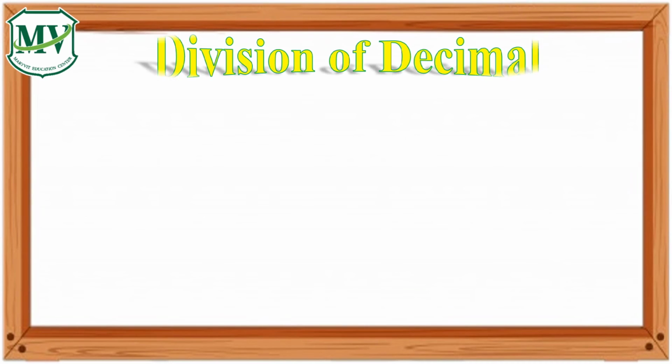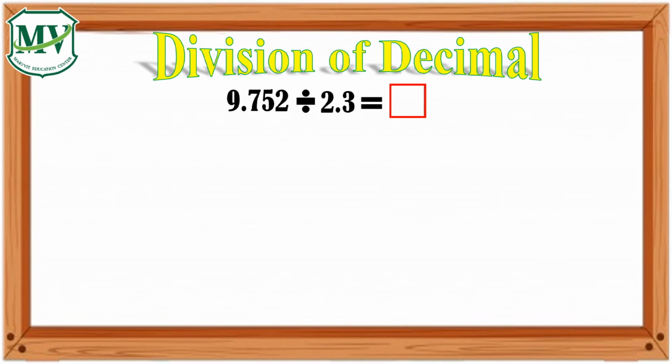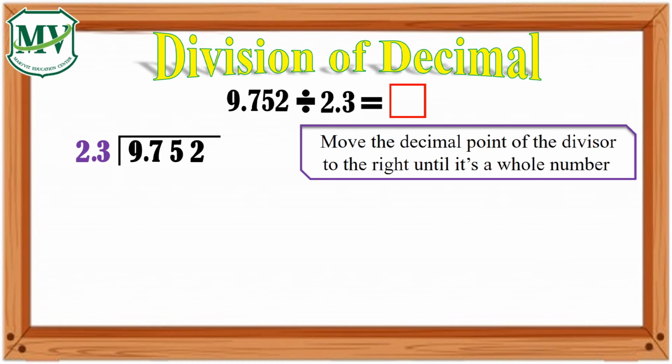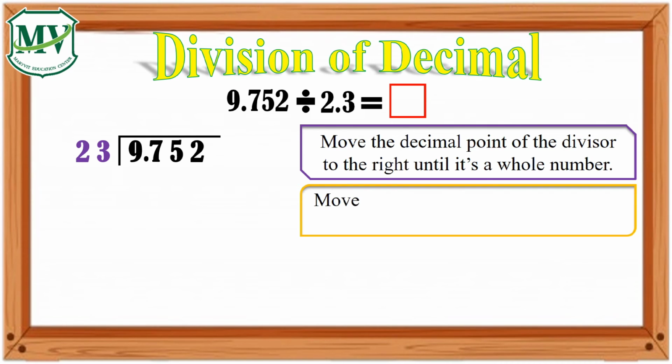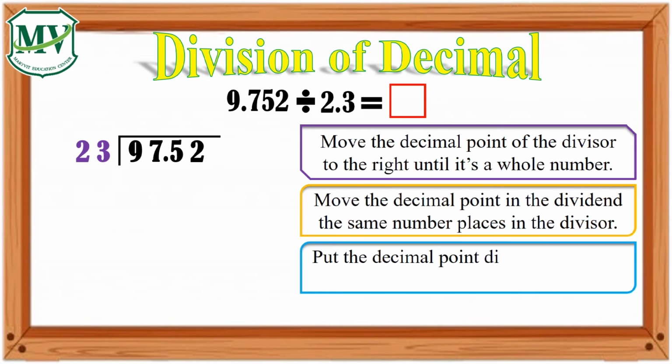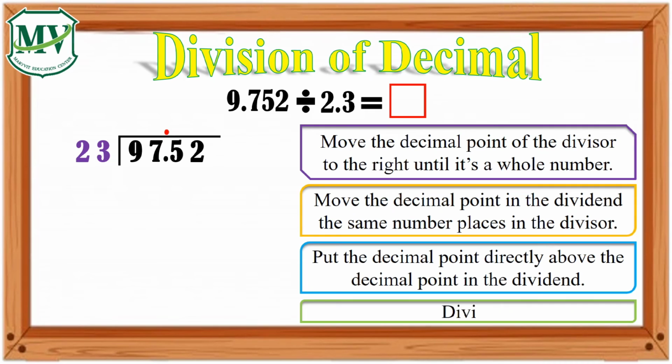Let's proceed to division of decimals. How do we divide decimals? In dividing decimals, we have to make the divisor a whole number. How do we do that? First, move the decimal point of the divisor to the right until it's a whole number. Second, move the decimal point in the dividend the same number of places as in the divisor. Third, put the decimal point directly above the decimal point in the dividend.